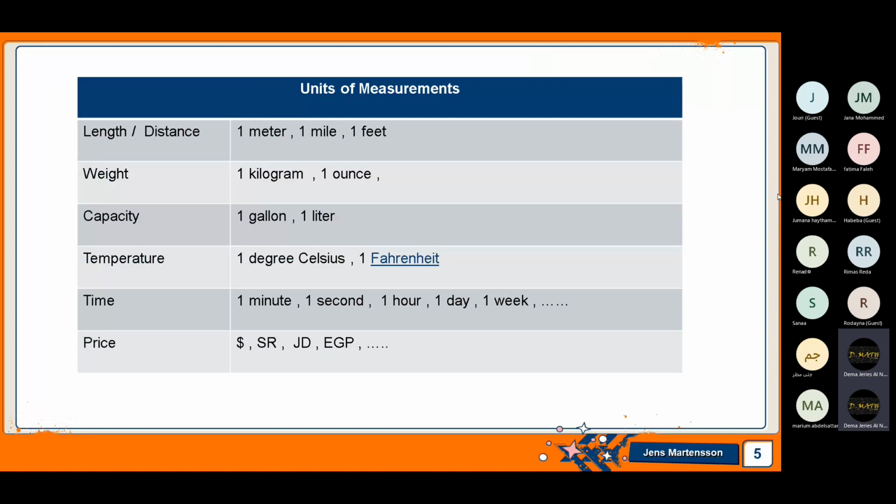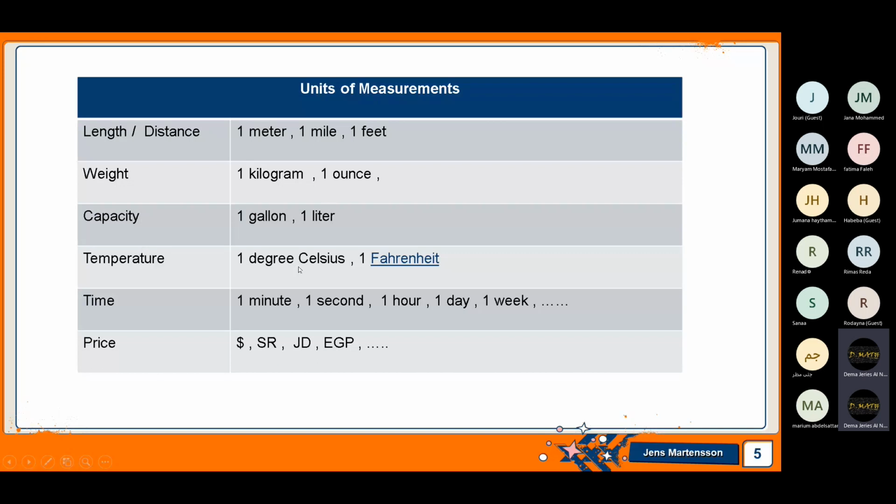Then let's talk about the units of measurement that are very important in math. Once you talk about length or distance, you will use 1 meter, 1 mile, or 1 foot, and so on. What are the examples of units of weight, like kilogram or ounce? One is American, one is European, but they measure the same thing. Capacity, 1 gallon, 1 liter, or any other examples.